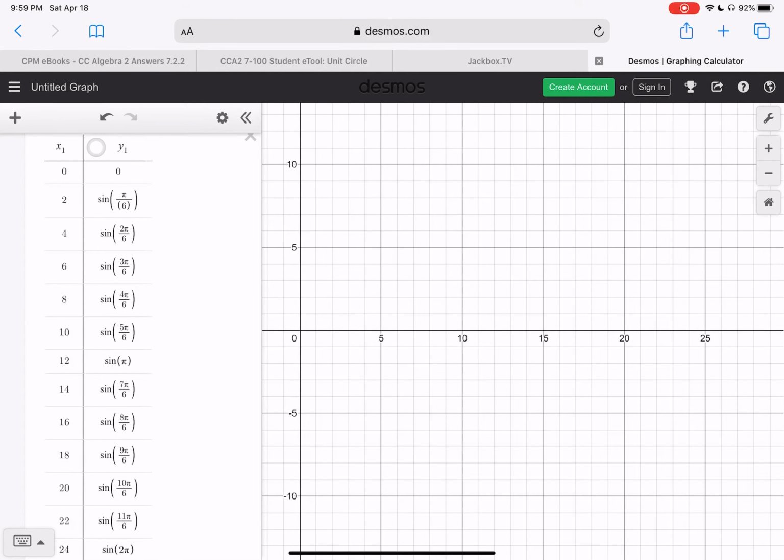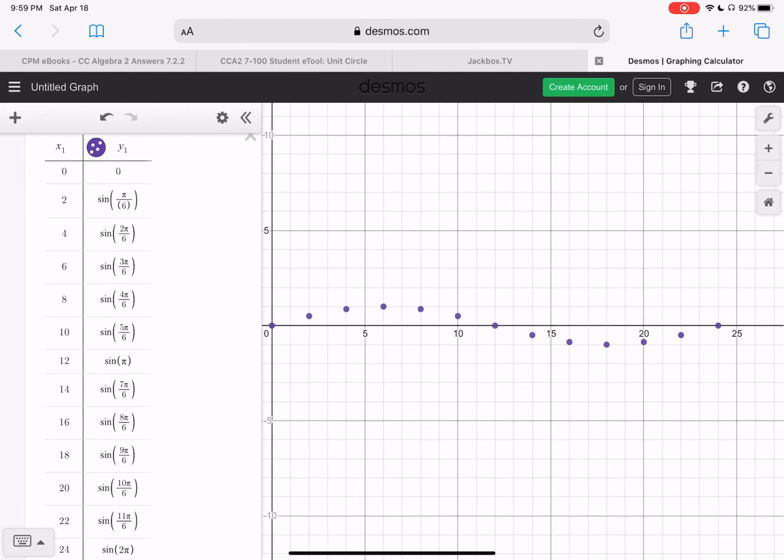Now that you've completed your table on your own, let's go ahead and look at it on Desmos. So make sure that you have your table and put it on Desmos as well as on your paper, all the way up to 24 seconds. So for 14, it goes up to 7 pi over 6, 16, 8 pi over 6, and so on, each time going up by pi over 6. If you click this little dot next to that little Y, you'll see our points show up.